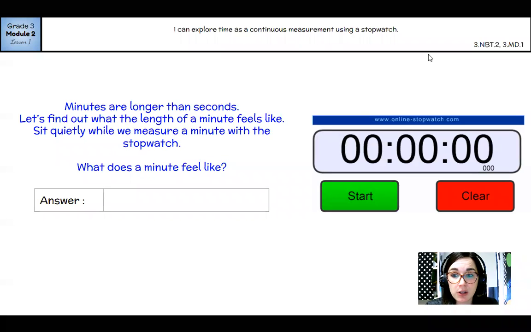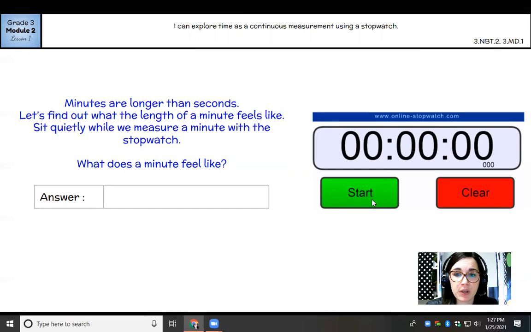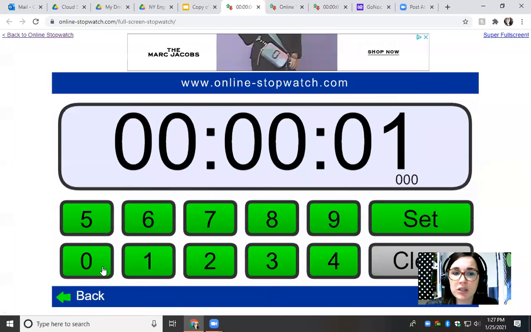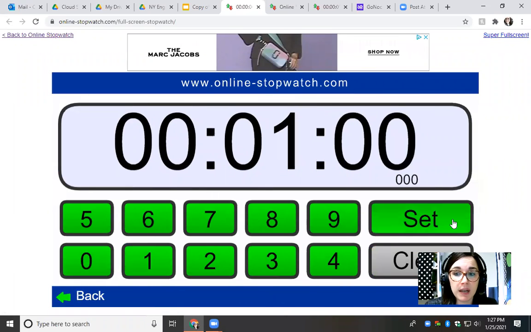Okay, minutes are longer than seconds. Let's find out what the length of a minute really feels like. Sit quietly while we measure a minute with the stopwatch. Okay, so we're going to count down 1 minute, and you're just going to sit quietly and think about what a minute really feels like.